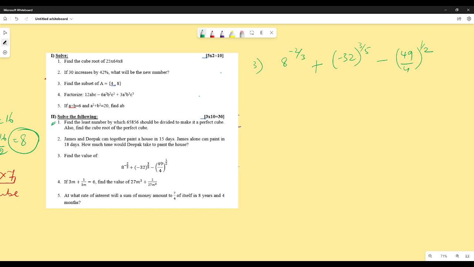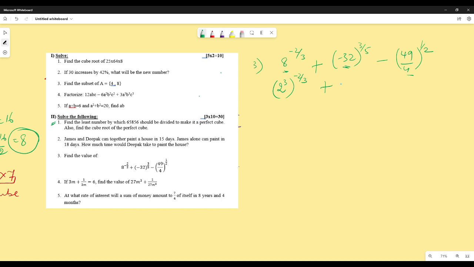1 by 2. Now if you remember the laws of exponents, you will first need to convert these into exponential forms as well. So which ones? 8, minus 32, 49 by 4 first. Let us convert them into exponential form with prime factors as their base. So this 8 gets converted as 2 to the power 3. And this entire thing still carries the power minus 2 by 3, plus.